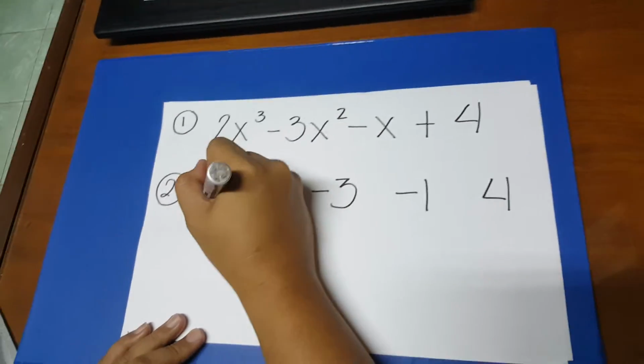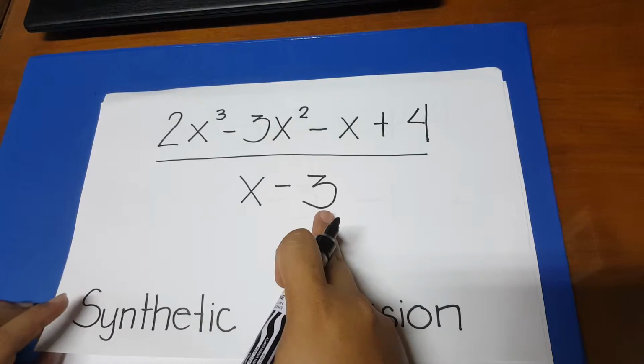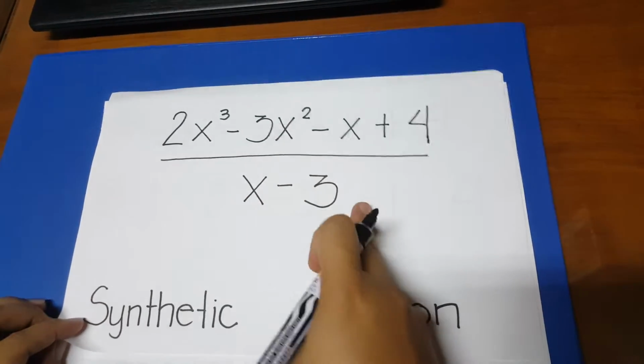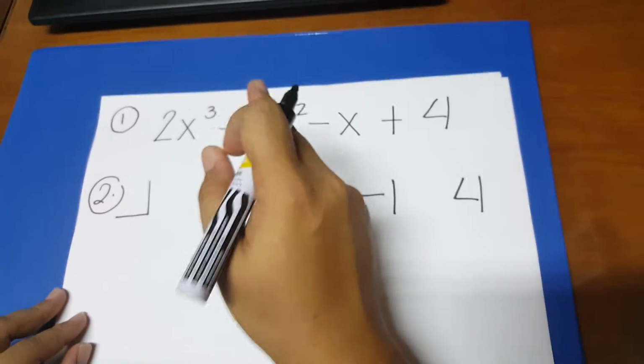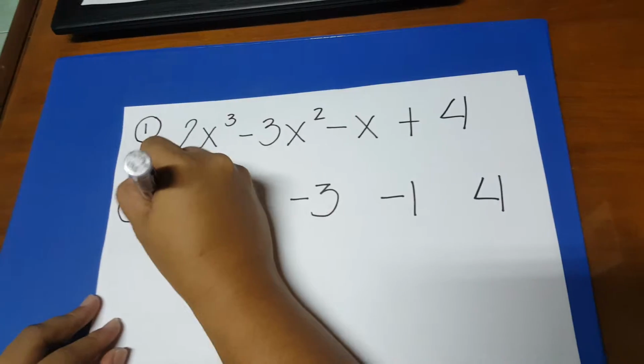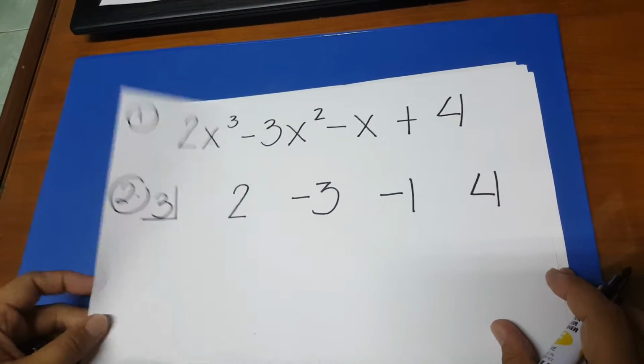While for your divisor, consider your divisor here, x minus 3, you solve for x. So if you set this to 0, x is equal to 3. So we will use mainly the value of the subtrahend, which is 3, as our divisor. So that is our first two steps. So to perform synthetic division, let's go to step 3.